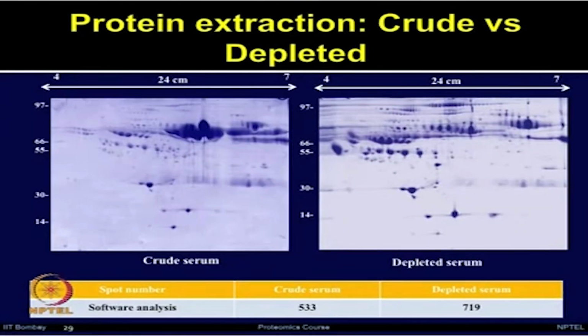Since we standardized our conditions on the small gels earlier, we also tried to apply them on the large gel of 24 centimeters, because that is where we have to perform all our analysis. So, we again compared crude versus depleted protein response of these serum samples on the large gel, and as expected the depleted serum sample showed more spots as compared to the crude serum samples.